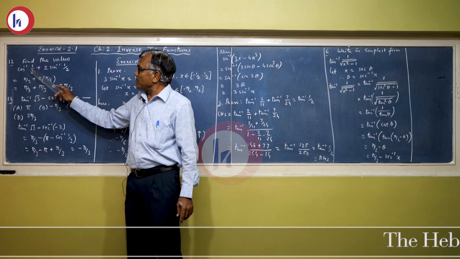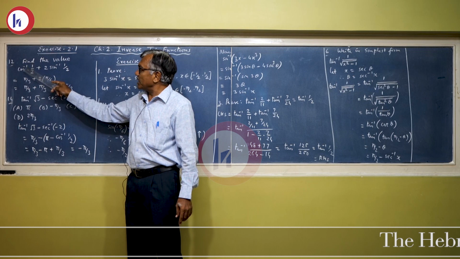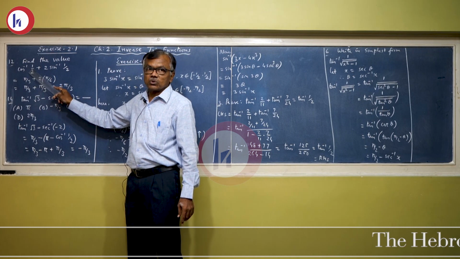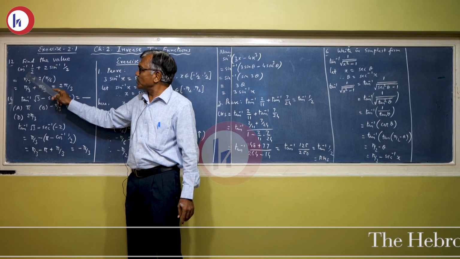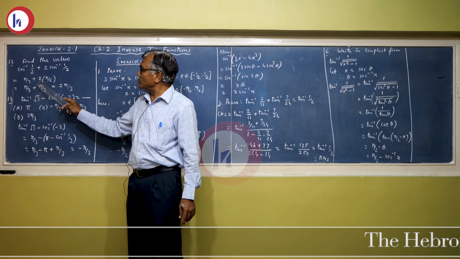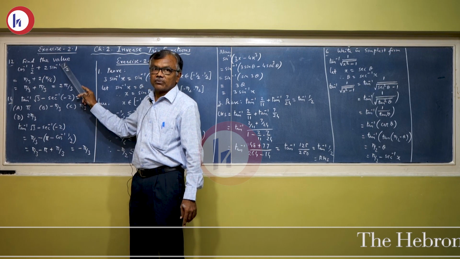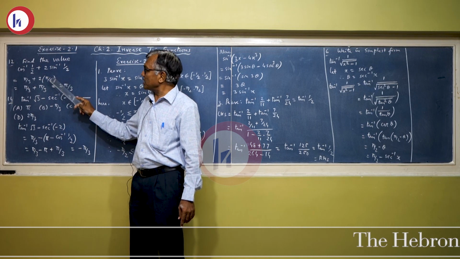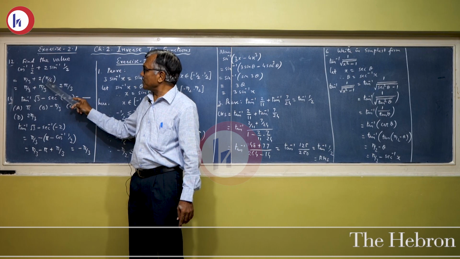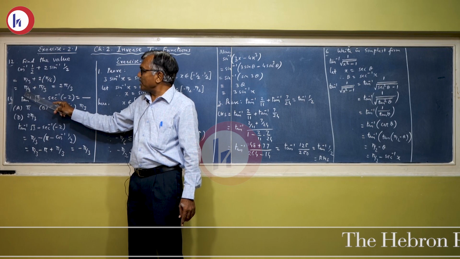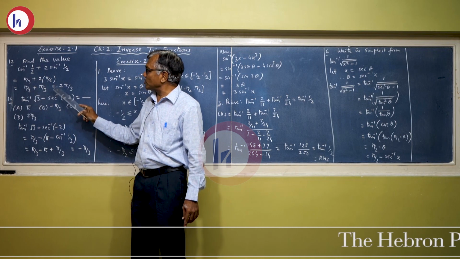Now cos inverse 1 by 2: this value is positive, therefore you have to find theta from the first quadrant, between 0 to pi by 2. So cos inverse 1 by 2 is pi by 3, plus 2 into sin inverse 1 by 2. Again 1 by 2 is positive, therefore you have to find theta from the first quadrant. So sin inverse 1 by 2 is pi by 6, and 2 into pi by 6 is pi by 3. So we got pi by 3 plus pi by 3 equals 2 pi by 3.